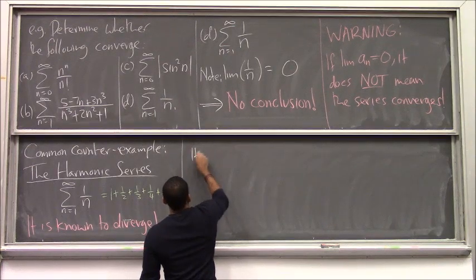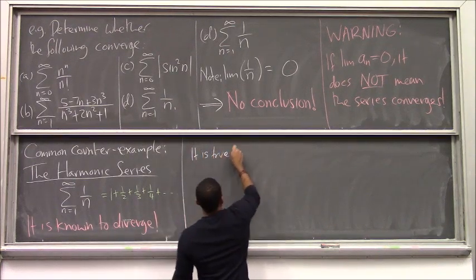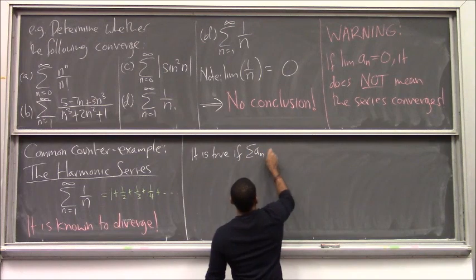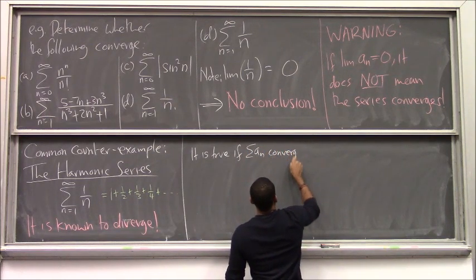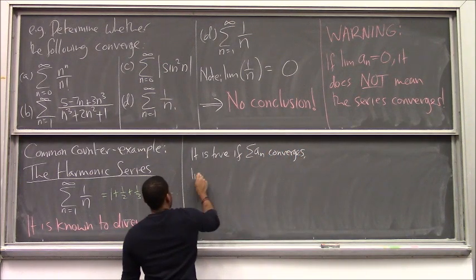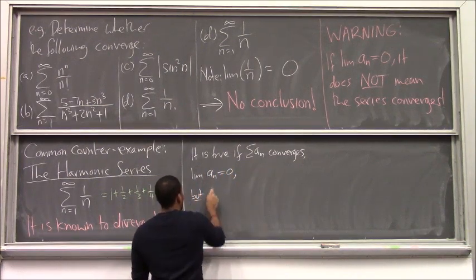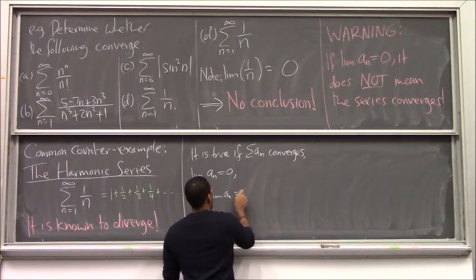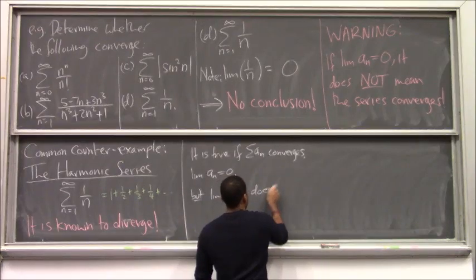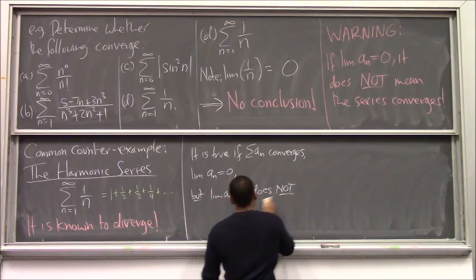So it is true that if a_n converges, then the limit must be 0. But the limit of a_n equals 0 does not mean the series converges. You have to test something else.